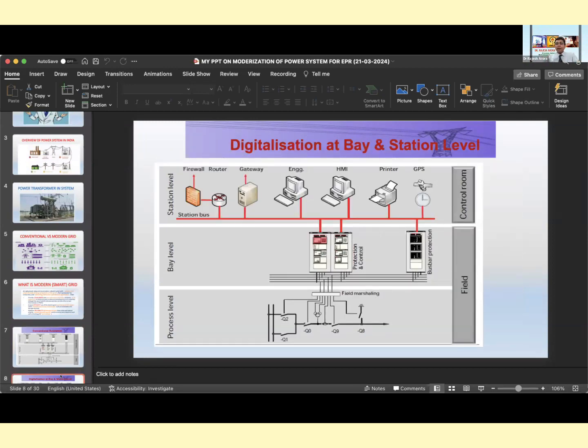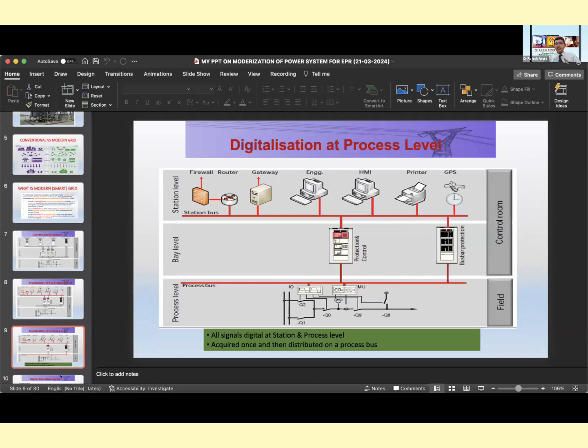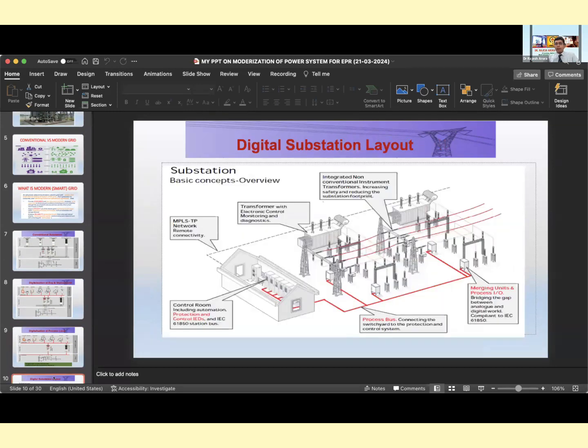Now this has been replaced by this electronic bay level modernization. Merging units are there, process bus is there. We are saving the control cables. We are enhancing the reliability. We are moving towards a smart system. This is another level. This is a total overview of the digital substation we usually have. We have merging units, we have process bus, we have IEDs, we have monitoring systems.